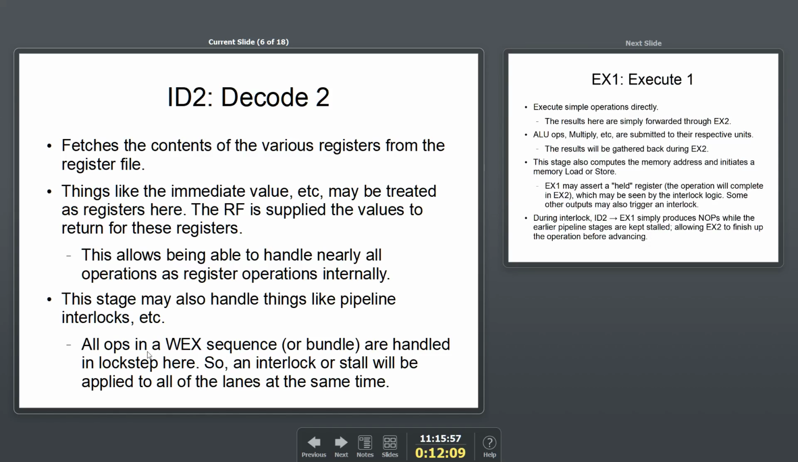All operations in a WEX sequence or bundle are handled in lockstep here. So an interlock or stall will be applied to all lanes at the same time. Reasonably straightforward. Basically, it's not possible for the lanes to advance independently of each other. So everything happens roughly as it would in a scalar core, just 3 times as wide. This simplifies the design somewhat.